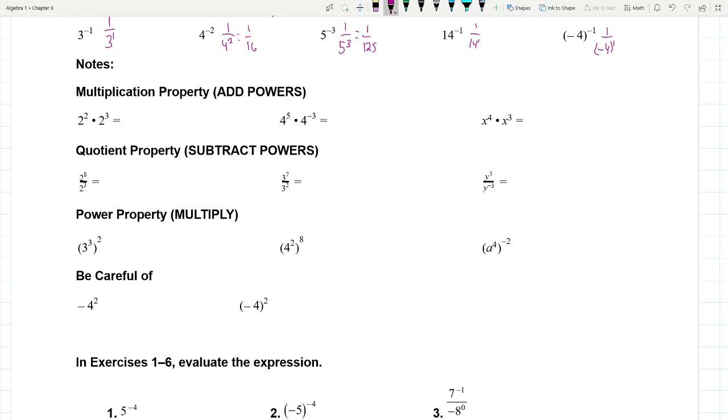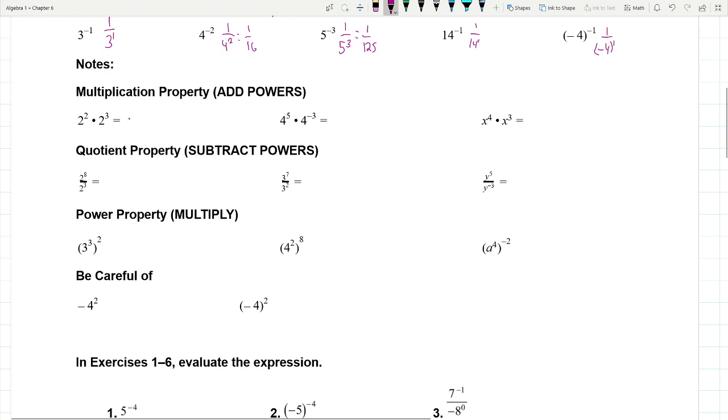These properties are probably things that I would write down, just because it is so helpful to have and to know. Alright, so the multiplication powers property. What this does is make the powers add together. The way to see this is 2 squared times 2 to the third.